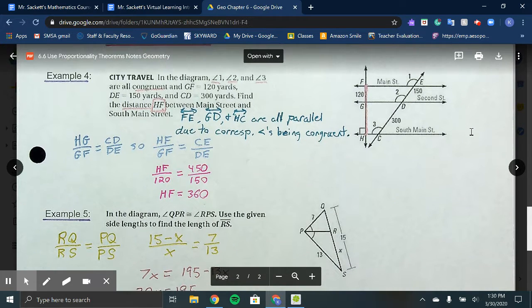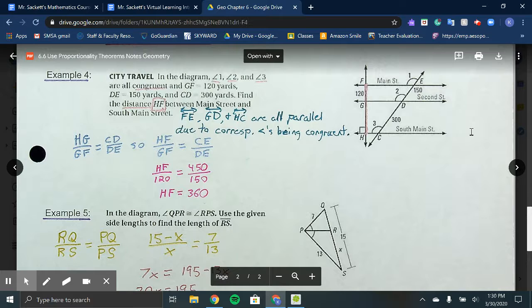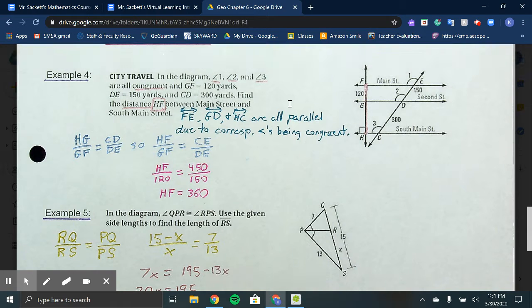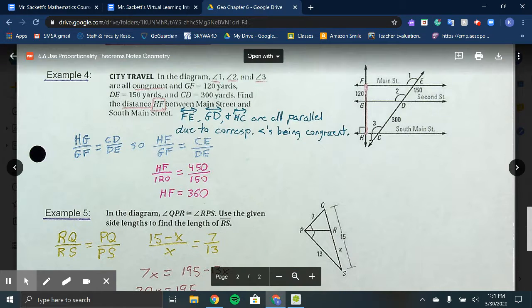So example 4, applying one of those two theorems, they told us in the diagram at the right, angles 1, 2, and 3 are all congruent, and then they gave us the measures of GF, DE, and CD. They would like us to find the distance of HF, which would be between Main Street and South Main Street. So we're looking at this piece here of HF, Main Street down to South Main Street.